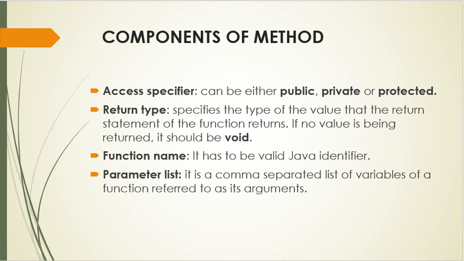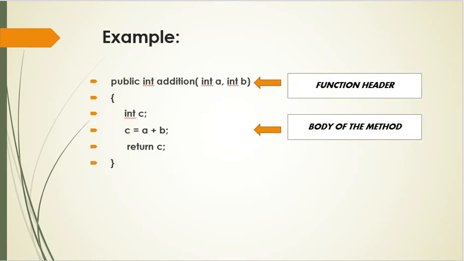So it is a list of variables with their respective data types. See here, in this function, we have accepted two parameters, a and b. Two variables are accepted by this function, and the data types are also int. So the parameter list is a list of variables with the respective data types required by the function for internal computations, and this has been passed during the method call.